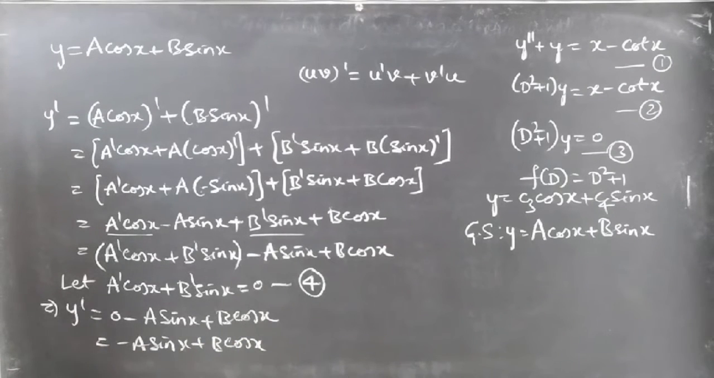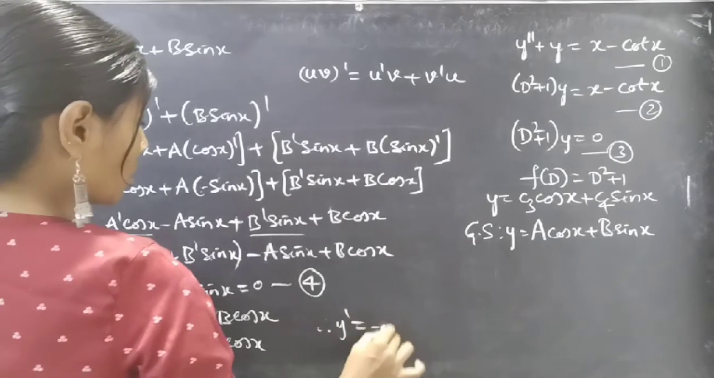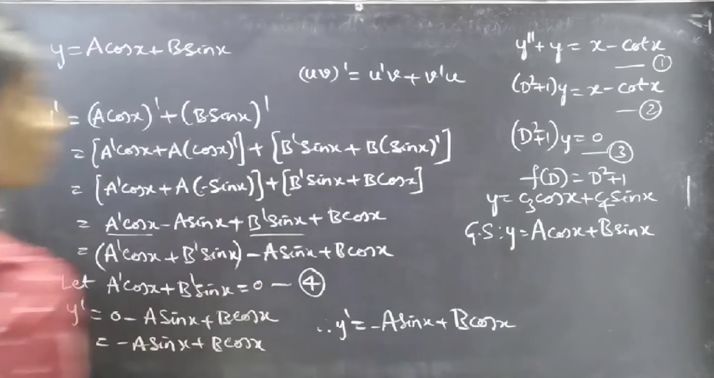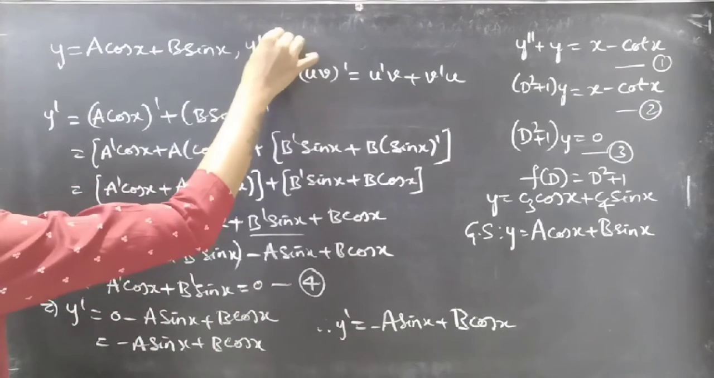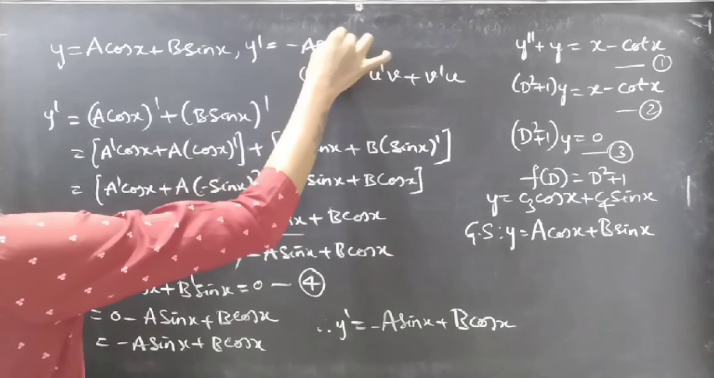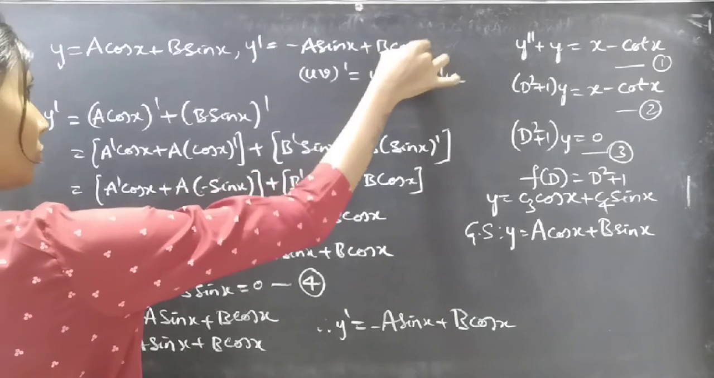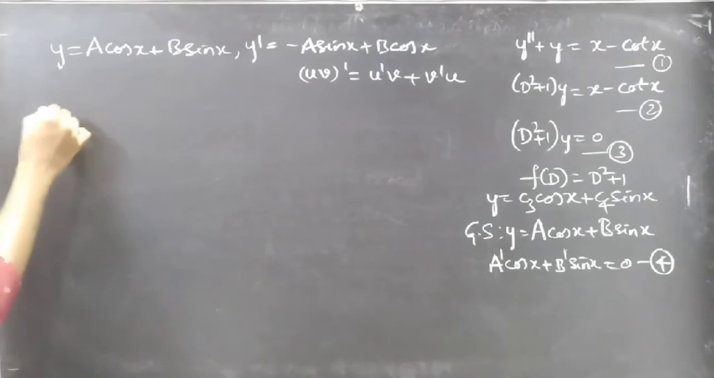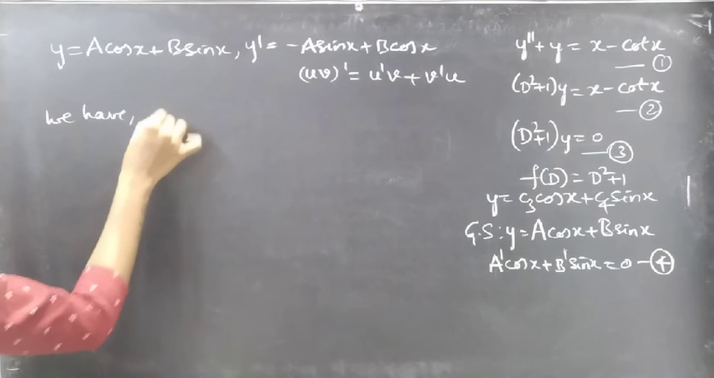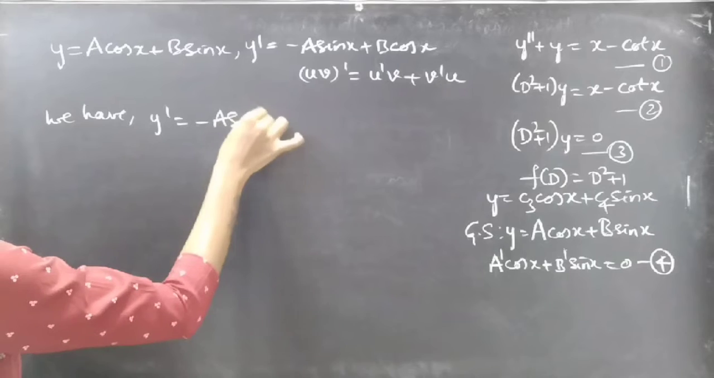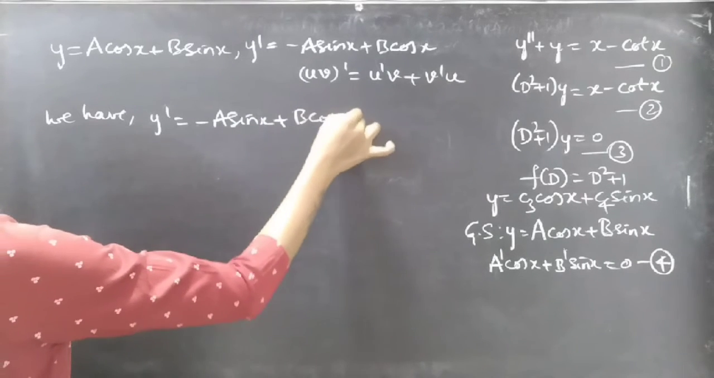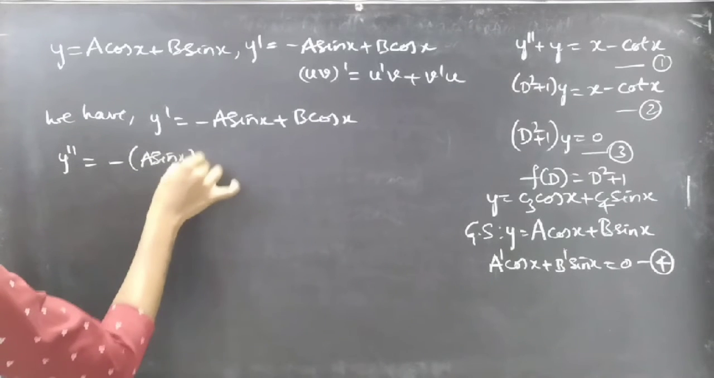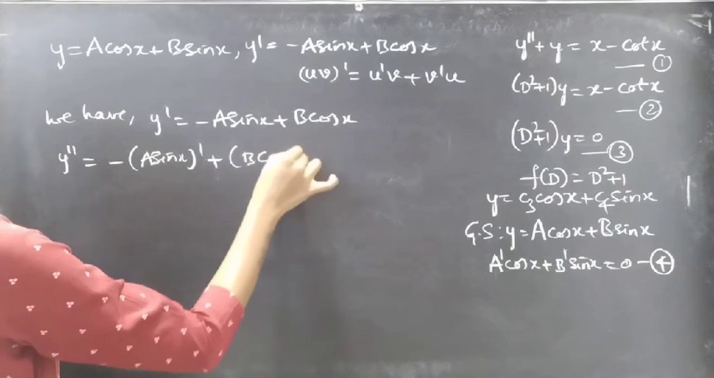So therefore y dash equals minus a sin x plus b cos x. So we got y dash. Let's now find y double dash. We have y dash equals minus a sin x plus b cos x, right? Let's find y double dash. y double dash equals minus a sin x dash plus b cos x dash.